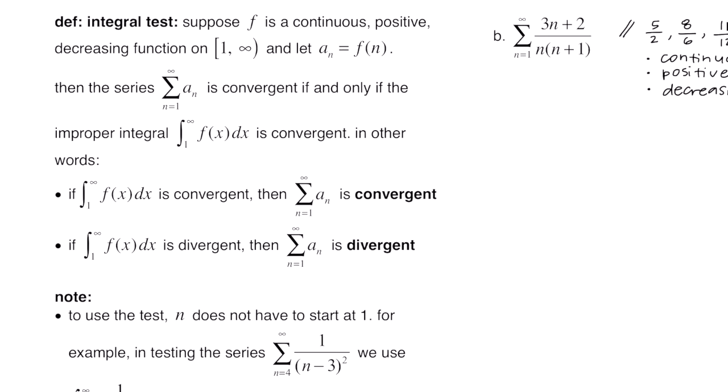Then the series, sigma n equals 1 to infinity of a sub n, is convergent if and only if the improper integral, the integral from 1 to infinity of f of x dx, is convergent. So in other words, if the integral from 1 to infinity of f of x dx is convergent, then we can conclude that the series is convergent. If the integral is divergent, then we can conclude that the series is divergent.